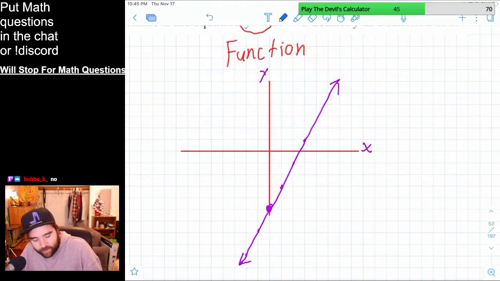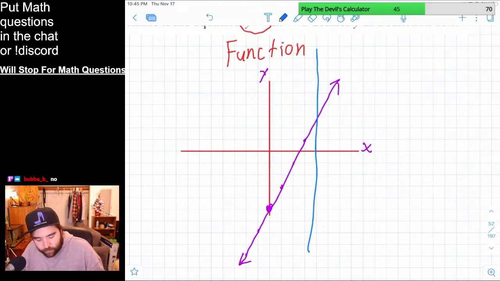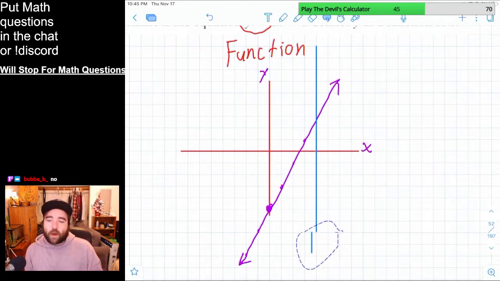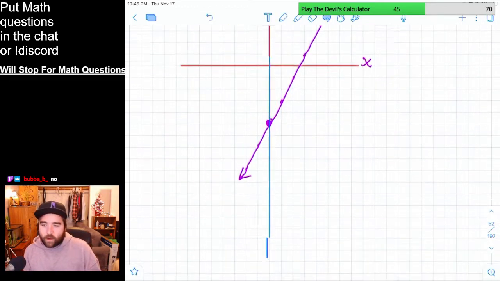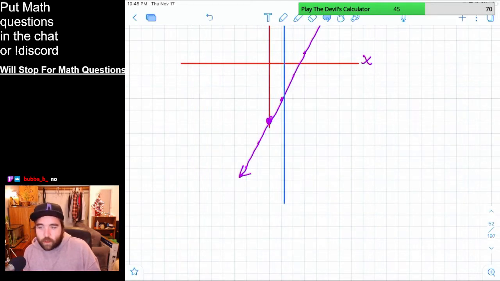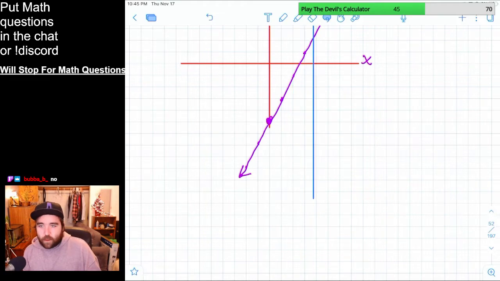And we actually have a name for that. We call that the vertical line test. So if you're looking at a graph and you can draw a vertical line everywhere that goes through only one point, then it is a function.